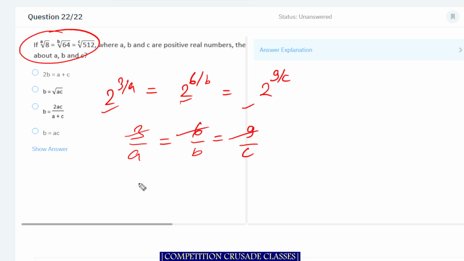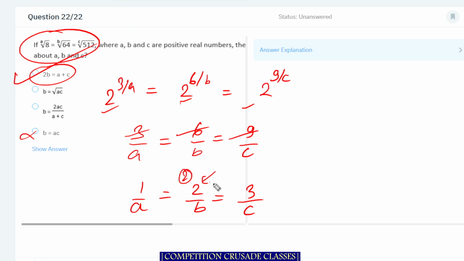We can further simplify this as 1 by a is equal to 2 by b is equal to 3 by c. Now obviously, a plus b is equal to c is not possible, they're asking for relationships only. So I cannot say a plus b is equal to c. Can b be equal to ac? No, no. So this goes out. What about this one? 2b is equal to... yes, bang on. This one is the answer, because 2 times of this is 4, a plus b is this thing, right? So that way it is there.